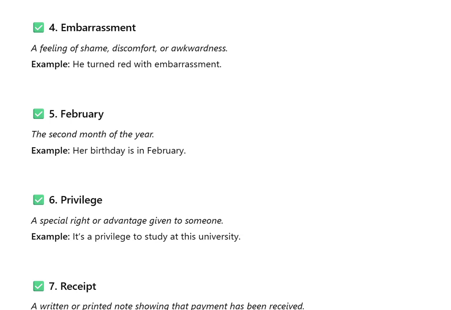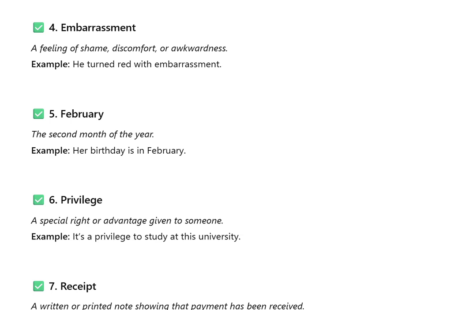February. So that's the correct pronunciation of the word. You said the second month of the year, right? You said January and February. So this is the second month of the year, and her birthday is in February. Please practice the spelling February.